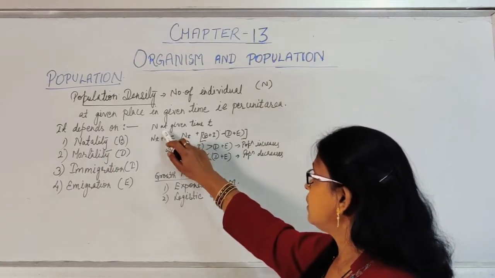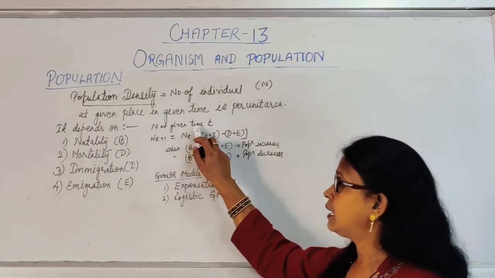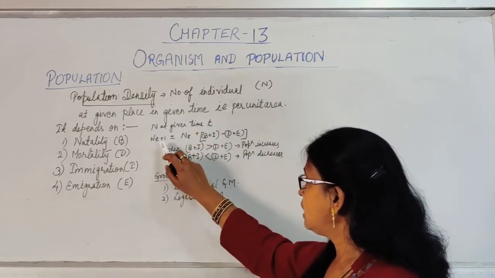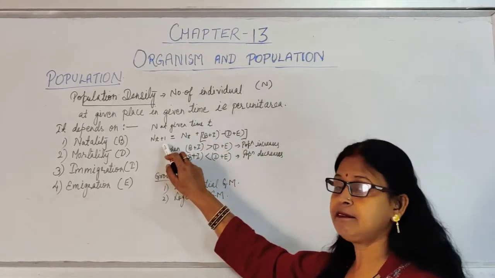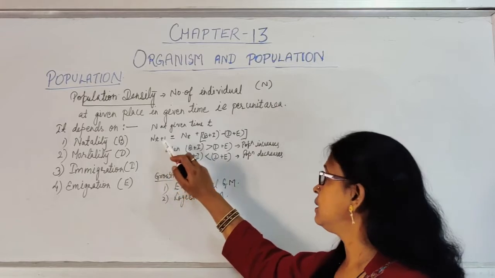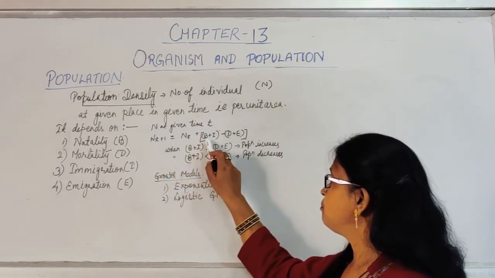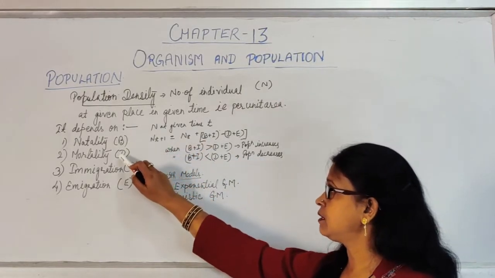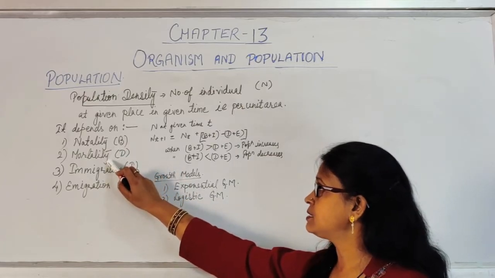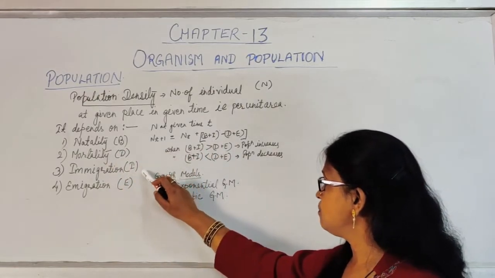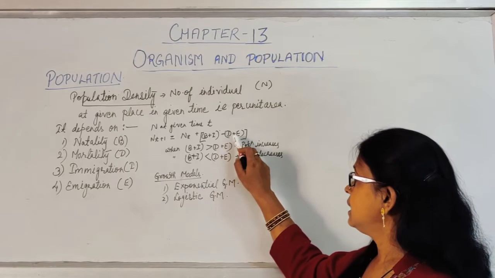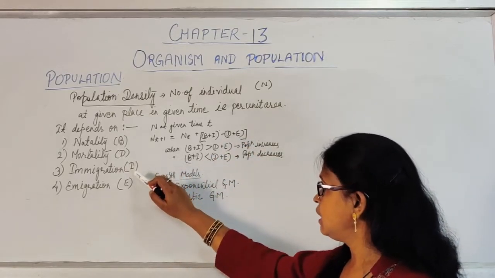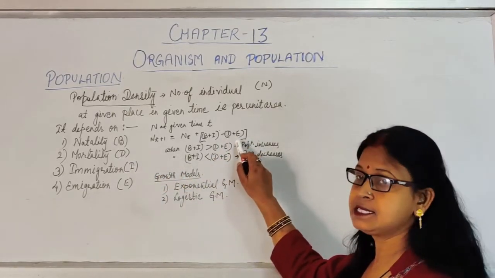Now this N, or population density at a given time t, can be written like that: N t+1 equals N t plus B plus I, that is natality plus immigration, minus D, that is mortality, minus E, that is emigration.